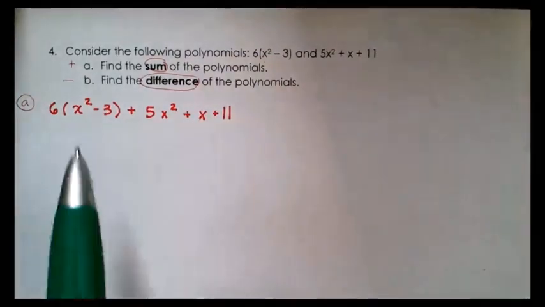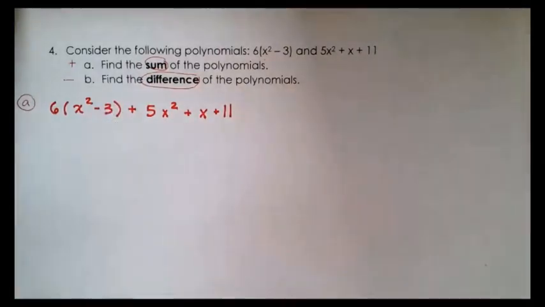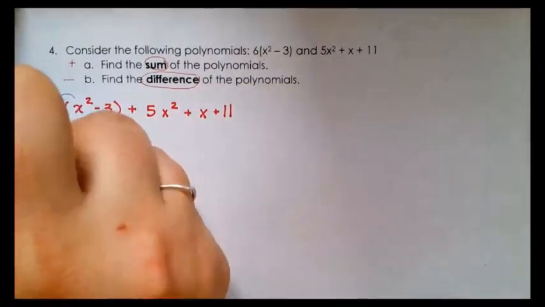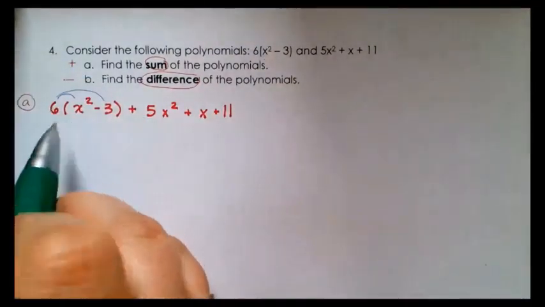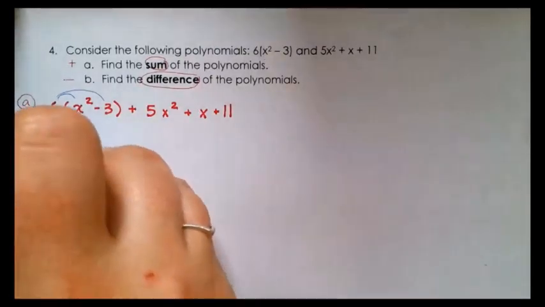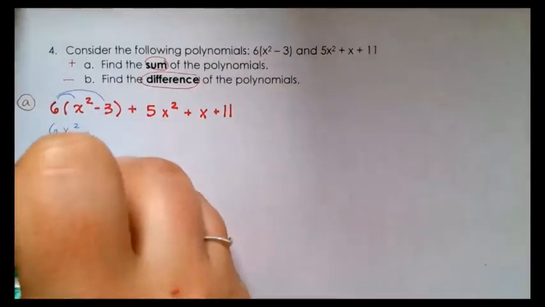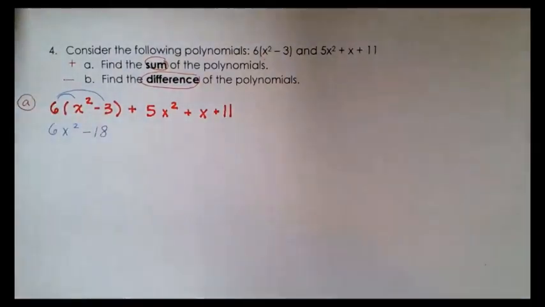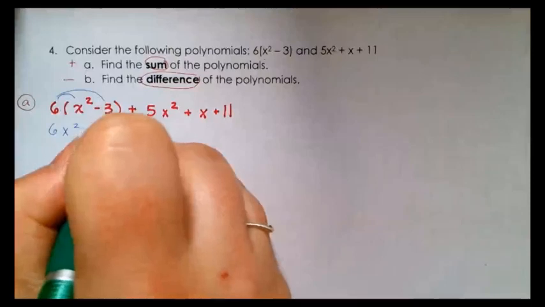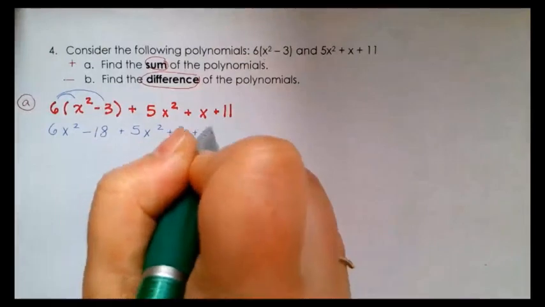Now, I can't add these two together until I get rid of these parentheses that are protecting the x squared minus 3. The way that I'm going to get rid of the parentheses is I'm going to distribute the 6 to both of the terms on the inside. Now you're multiplying, so 6 times x squared is 6x squared. 6 times negative 3, positive times a negative is a negative. 6 times 3 is 18. So now we can drop the parentheses. I'm going to bring the rest down, plus the 5x squared plus x plus 11.